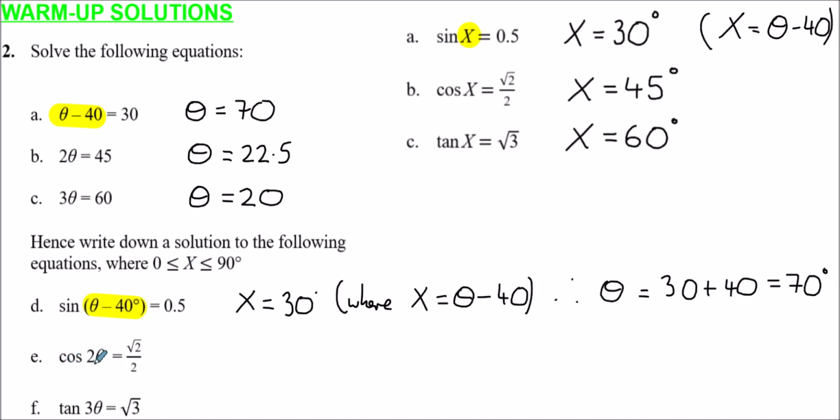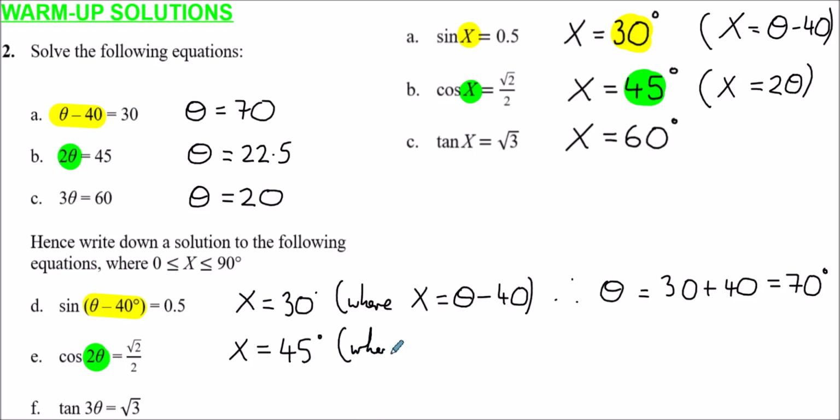For E, cos 2 theta equals root 2 over 2. So 2 theta, it's hard enough solving what cos theta is if you're not sure. So rather than saying it's 2 theta, we can replace the 2 theta with big X. And so just as before we had big X equals 30, for part B, our big X needs to be 45 degrees. And again, in this case, we can say big X just equals 2 theta. And so for E, our big X needs to be 45 degrees, where in this case, our big X, we're just calling that to be 2 theta.